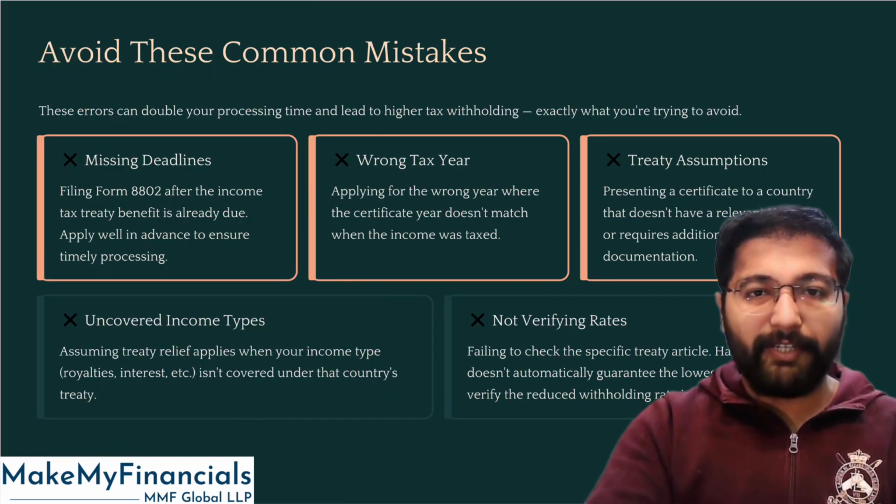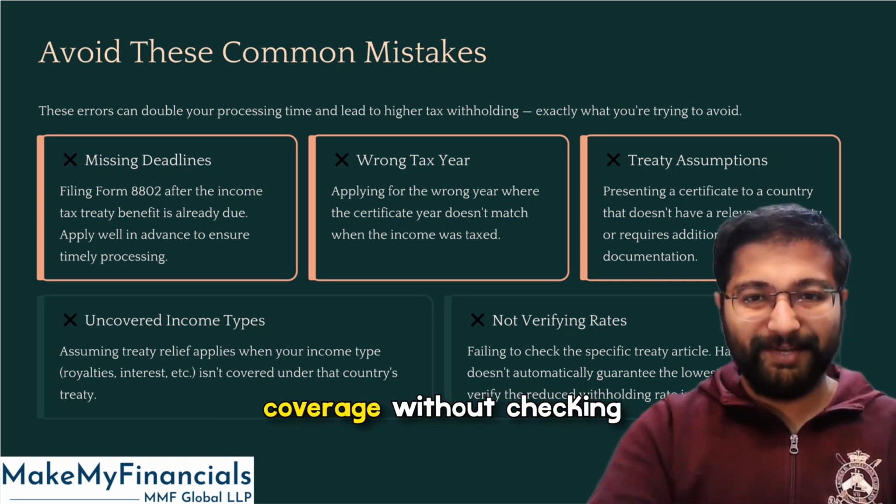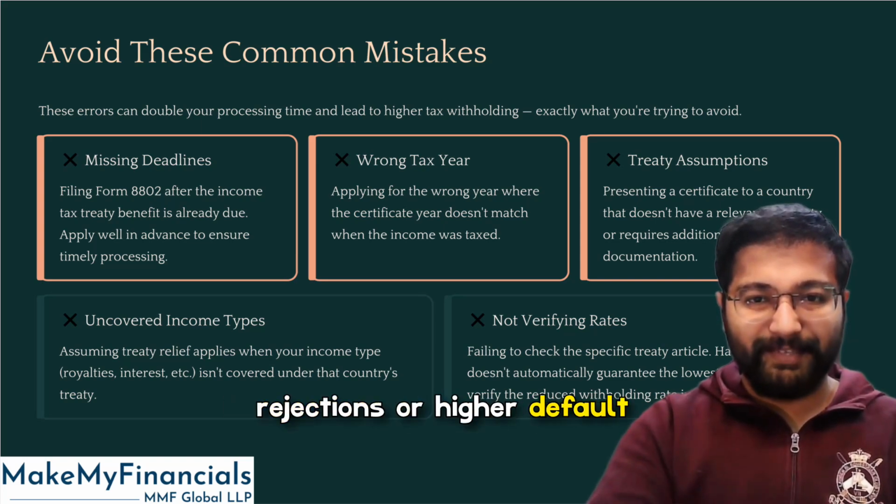Common mistakes can cost time and money, so avoid filing late, applying for the wrong tax year, or assuming treaty coverage without checking specific income types. Don't forget to verify the exact reduced withholding rate in the treaty and make sure your documentation covers the income categories you intend to claim relief for to prevent rejections or higher default withholding.